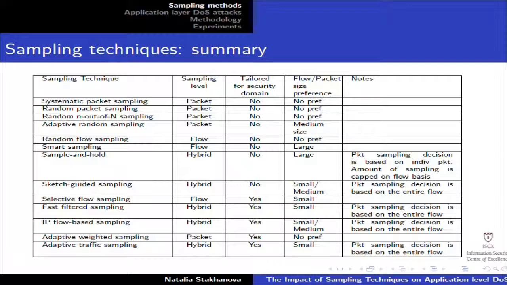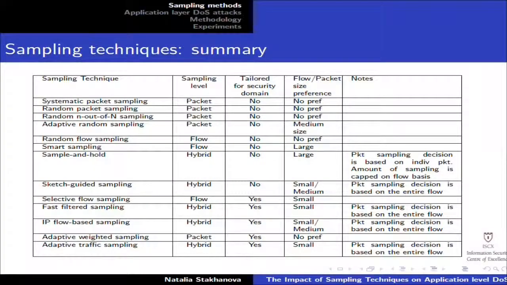If we go through the list, and I'm going to see the list here, all up to sketch guided sampling are general type techniques, generic. They're not specifically introduced for anomaly detection of any kind. Now, the last five techniques are specific techniques developed for intrusion detection.